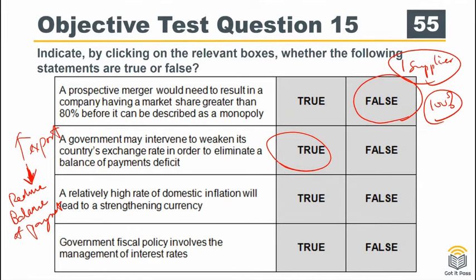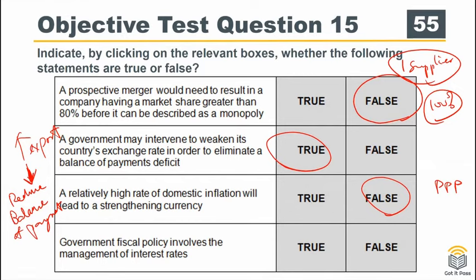The third statement here, a relatively high rate of domestic inflation will lead to a strengthening currency. Okay, it's about the PPP, purchasing power parity. We studied it before. Is it true? Is the inflation increased or high rate will help the currency to be strengthened? According to PPP, it is false. Okay, high inflation of a country, its currency will be depreciated or weakened against the other currency where the inflation is lower. Okay, so it is false here.